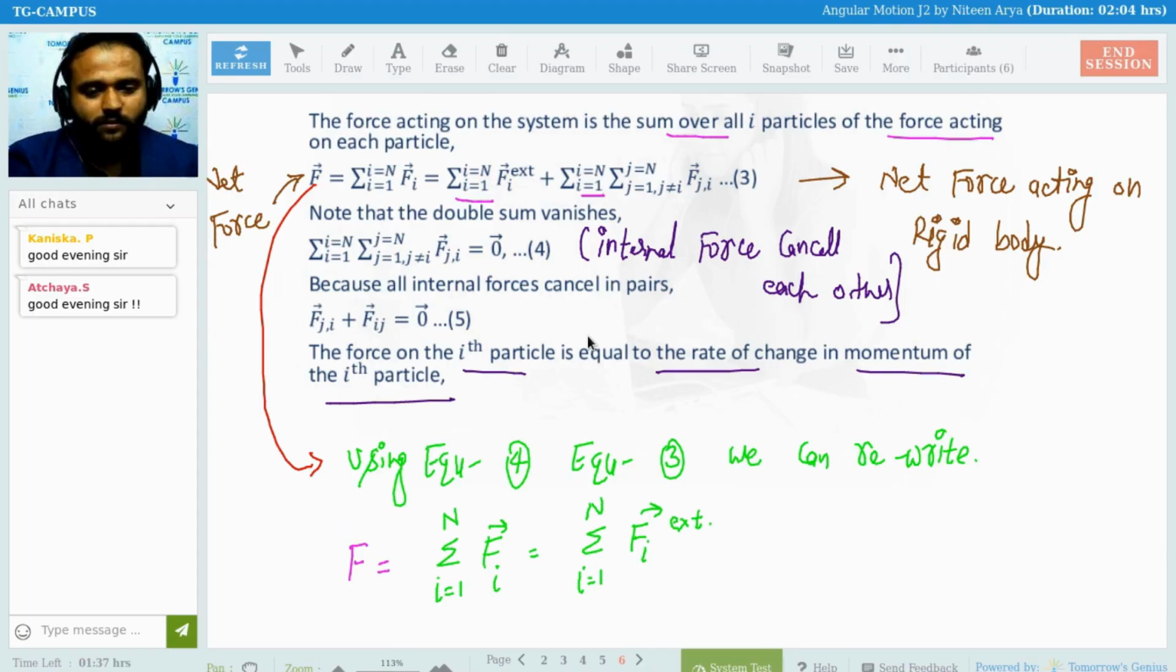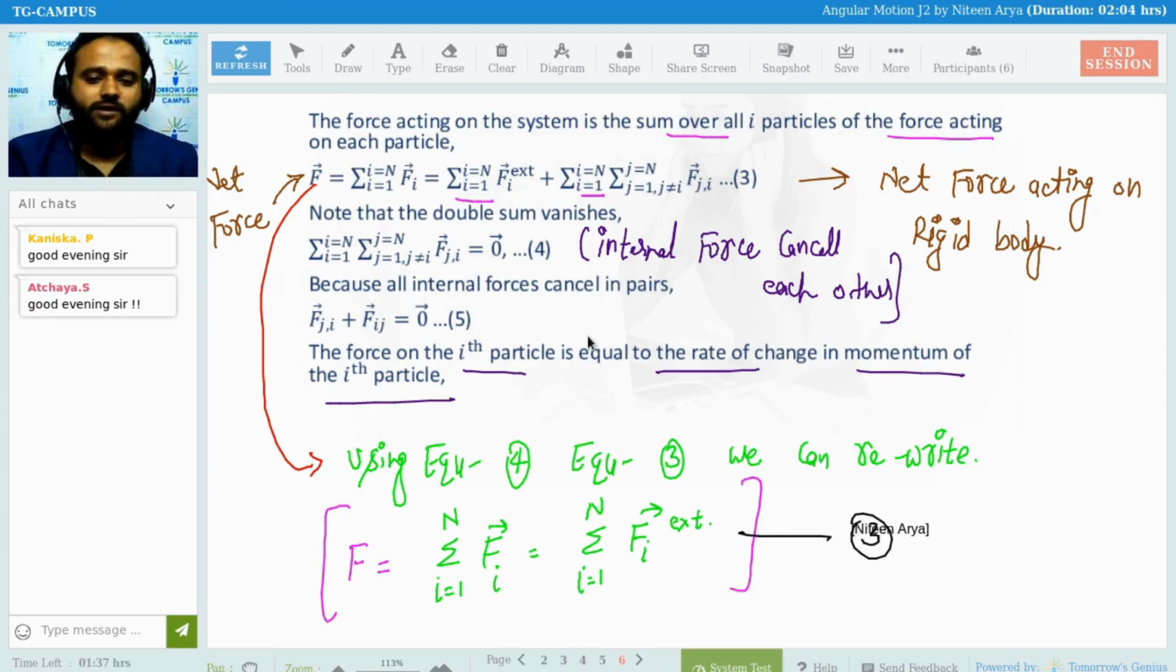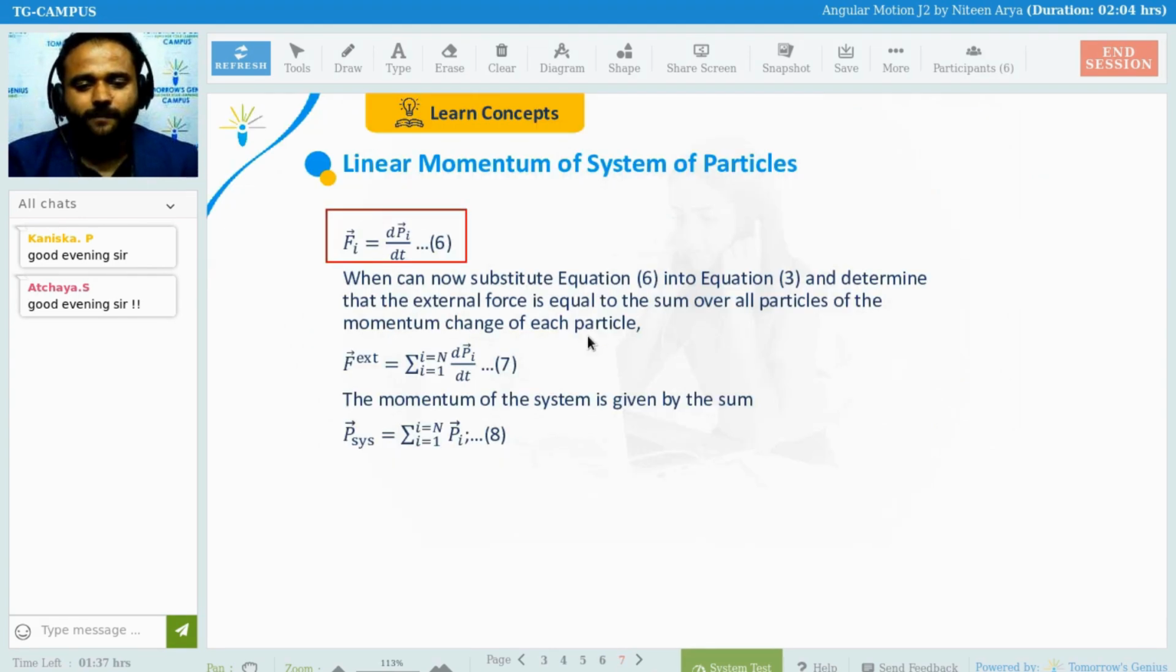So this one is the new third equation. Clear now? So this is my third equation now, which we are going to stick on the next page.